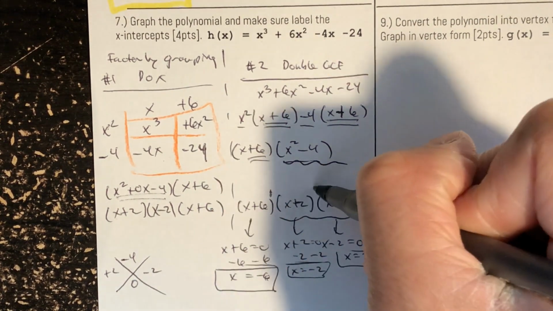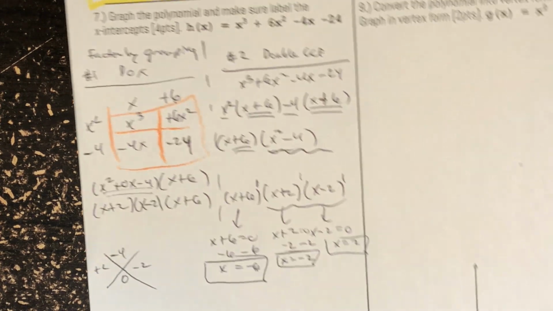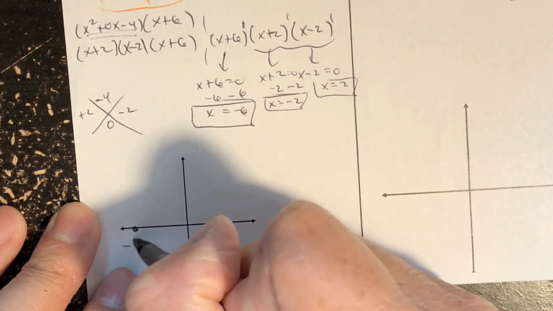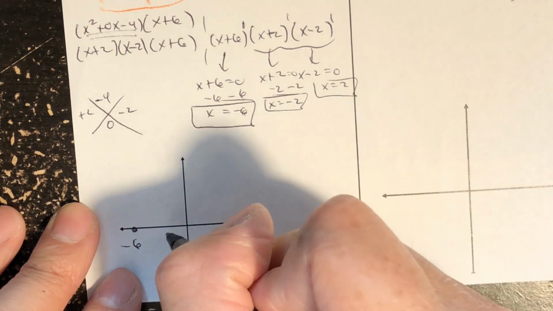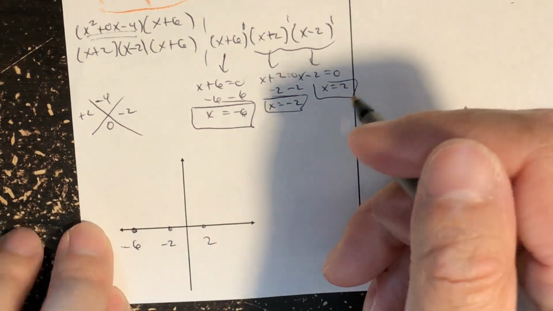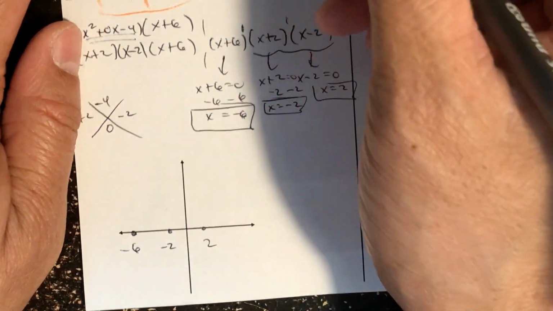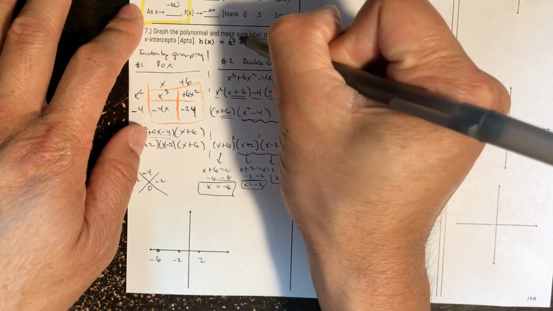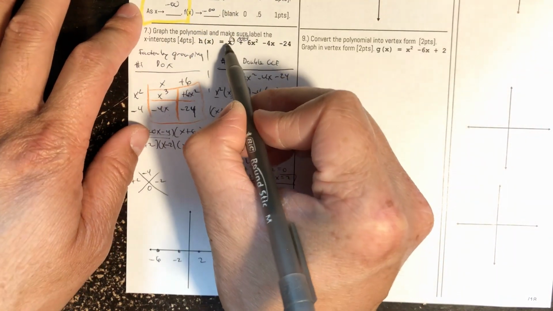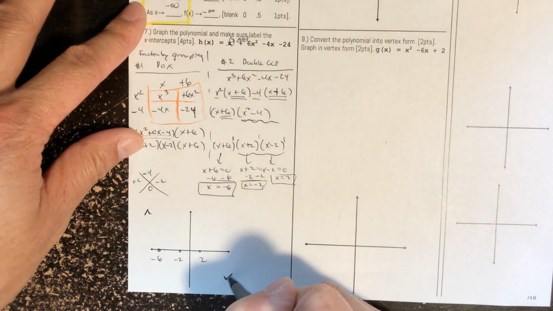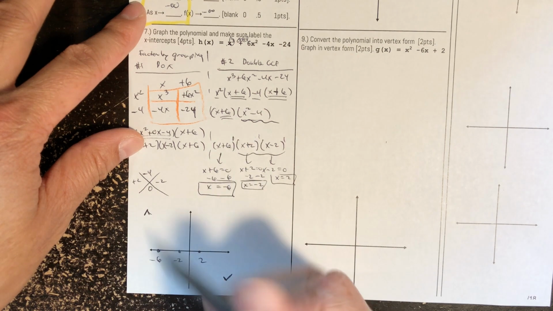Now all of those are to the first power, so that would be an odd multiplicity, which is shoot through. So let's go at negative 6. This is what it means to label, negative 2, positive 2. We're just making a rough sketch here. I know that the highest degree here is odd, and leading coefficient is positive, so I'm going to start down and go up. And because it's to the first power, each of those are just going to shoot through.